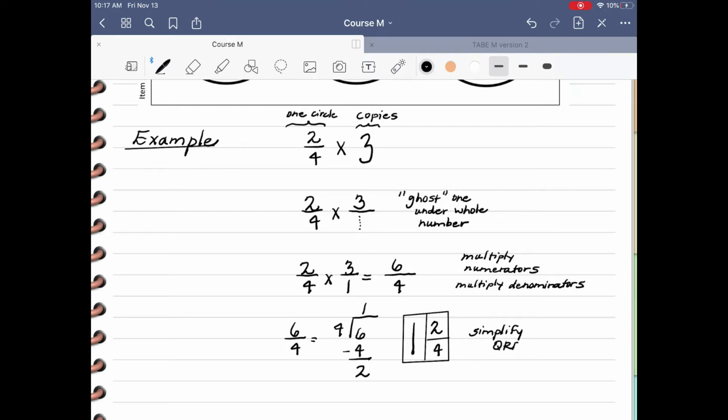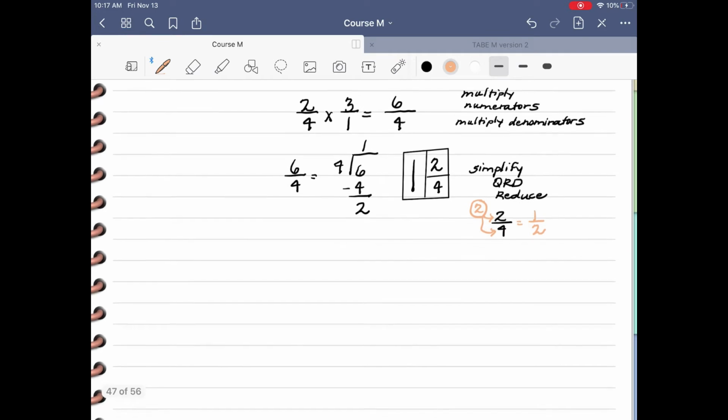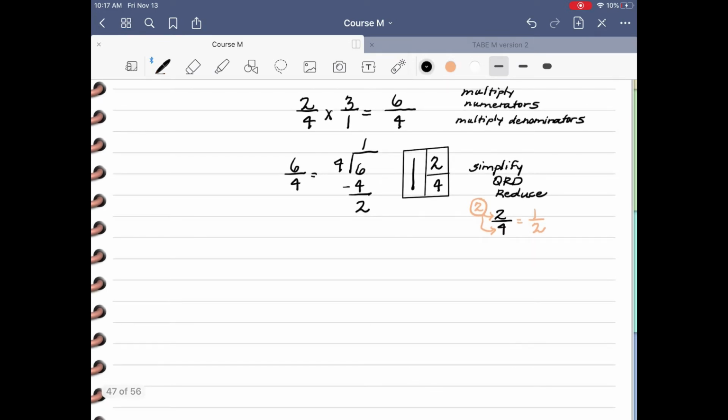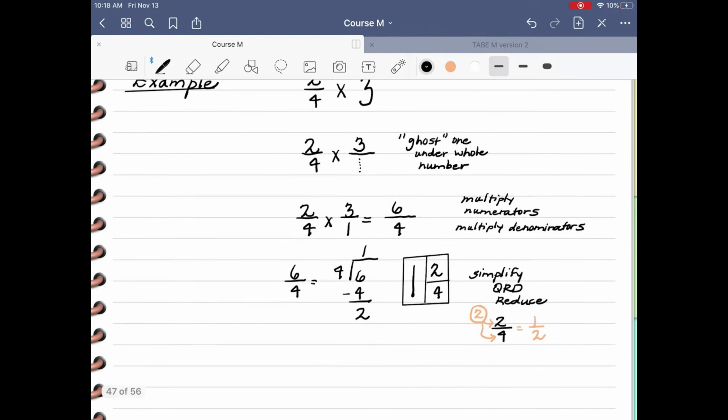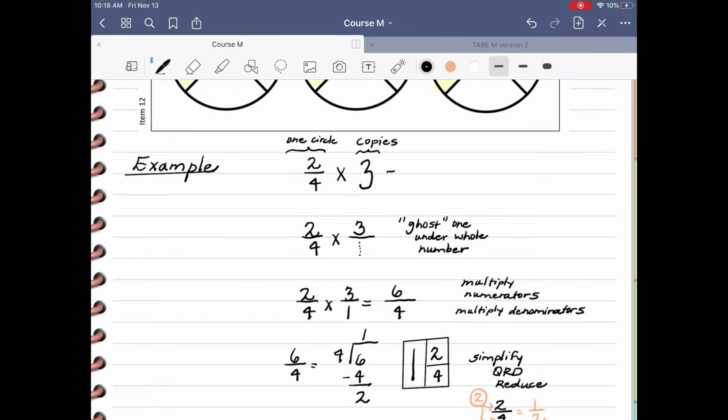We also have to reduce because 2/4 can simplify. It's not lowest terms. So let's bring it on down to lowest terms. And that is going to be 1/2. So my final answer to this big mess is 1 1/2. Let's go back up here and put it right here. 1 1/2 is what we are looking for.